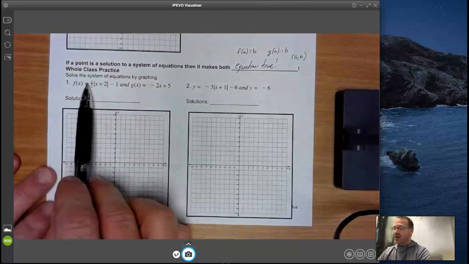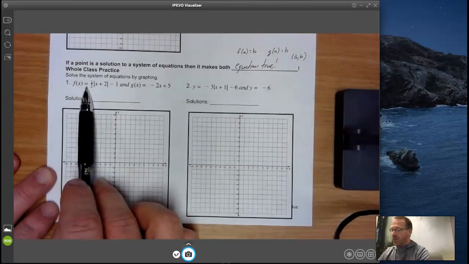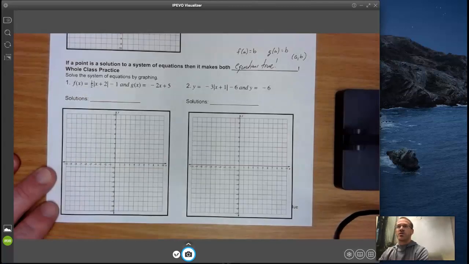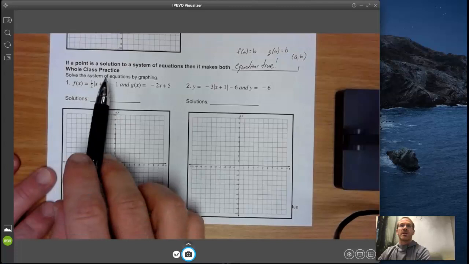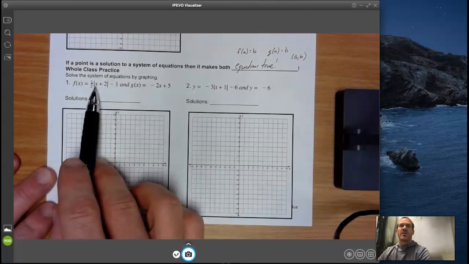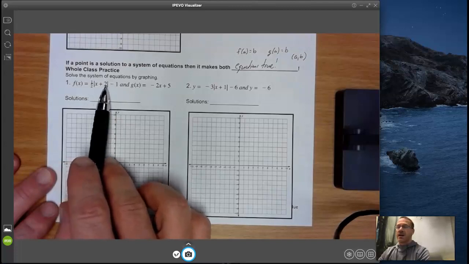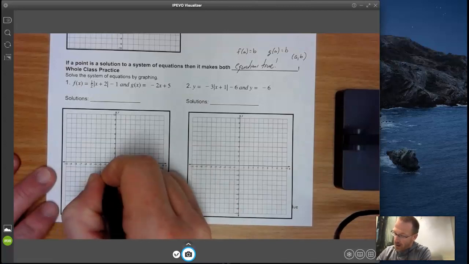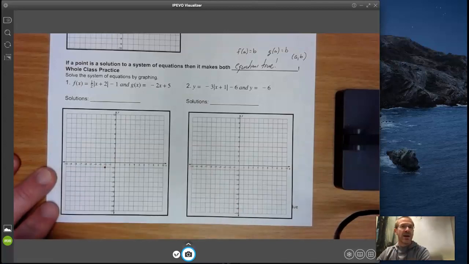So if we look at f of x here, one of the first things you always want to do is look at the type of function you have, so you can have a picture in your head to graph it. We know this is an absolute value graph based on the absolute value bars. We know the vertex is (-2, -1), right here, and we have that positive a value.